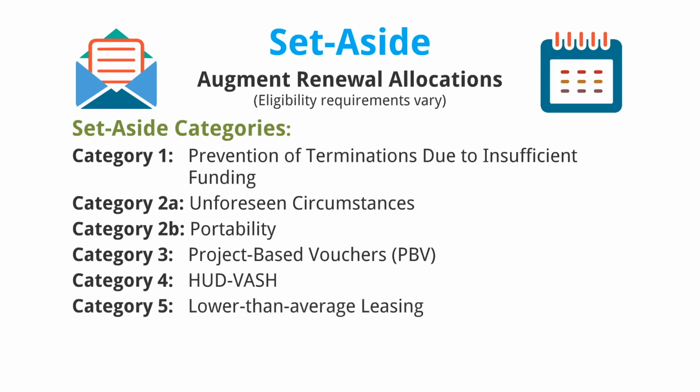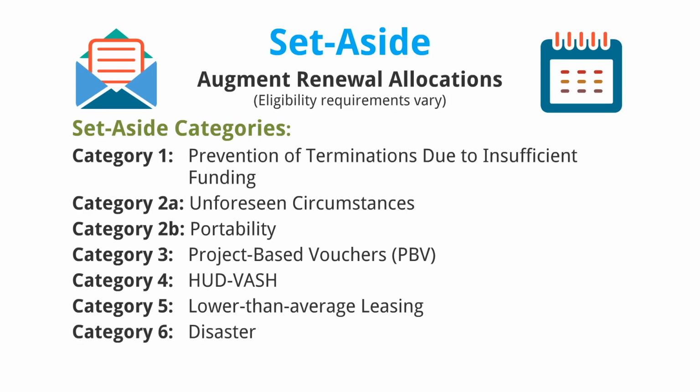Category 5. Lower than average leasing. To be eligible for funding under this category, the PHA must be leasing a lower than average percentage of their authorized vouchers, have low amounts of budget authority in their net restricted asset accounts and HUD-held programmatic reserves relative to other agencies, and are not participating in the MTW demonstration.